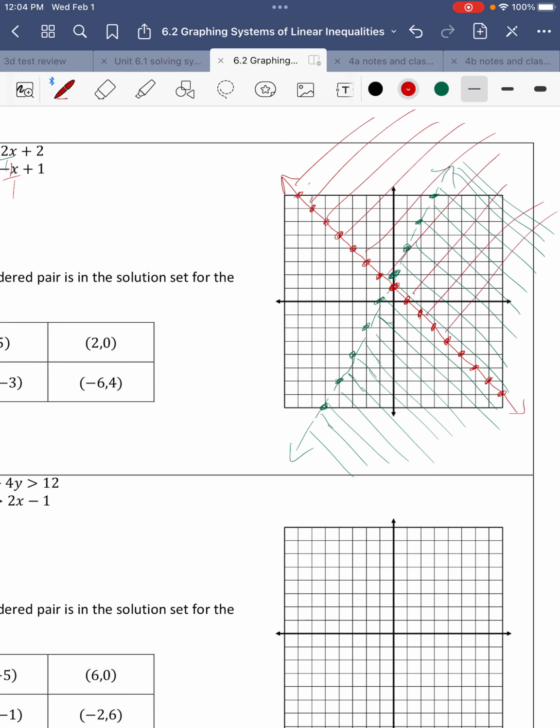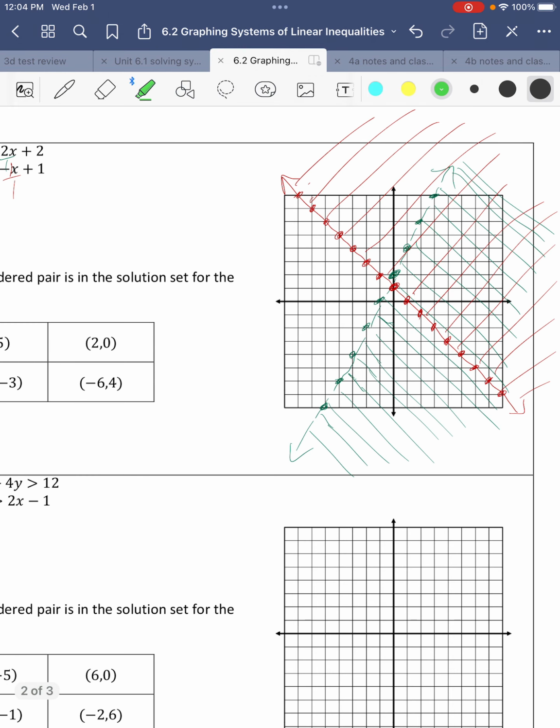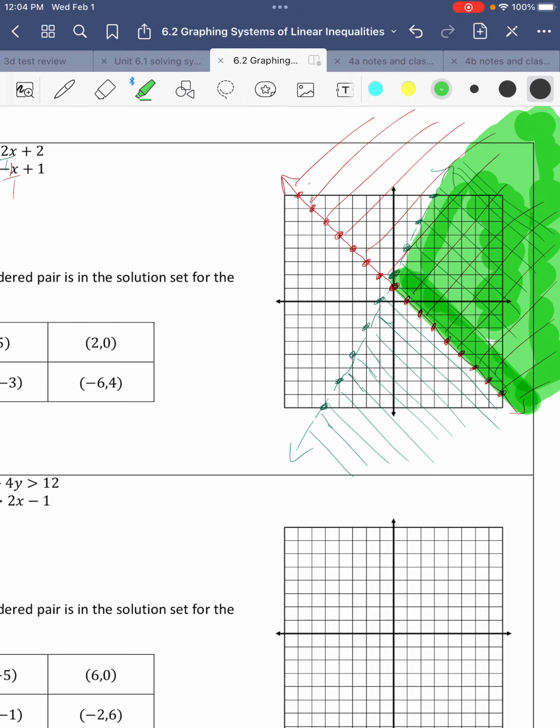And we look at where both of these create a checkerboard pattern, and it is in this area here. Not on the dashed line, but just to the right of it. On the solid line, the solid line does count, because it is equal to, so anywhere in there.